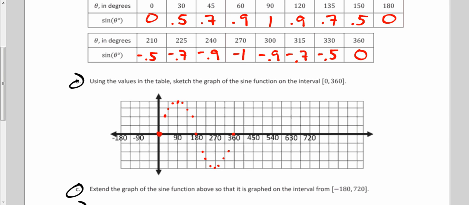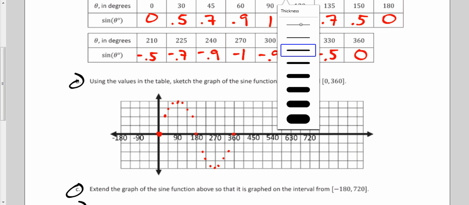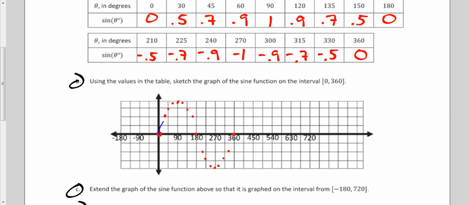Now, I'm going to do the line in blue so you can see the dots and you can see my curve. We go right here. God bless America. I'm bad at this.